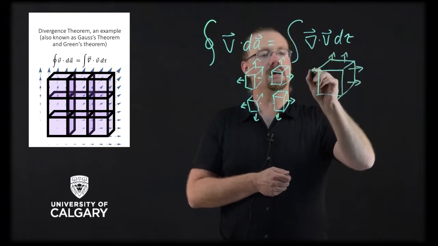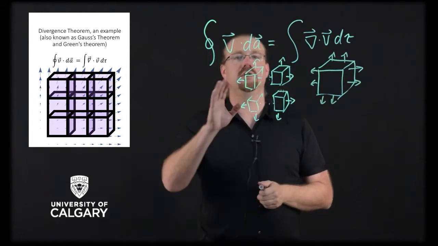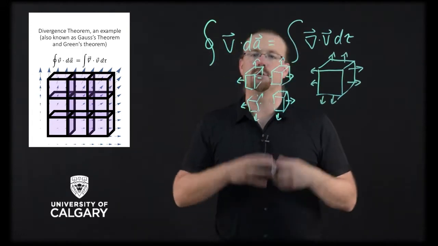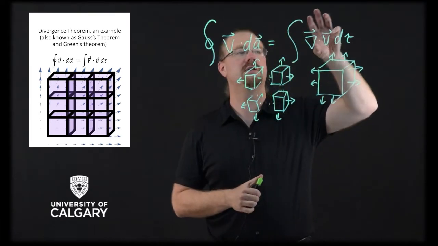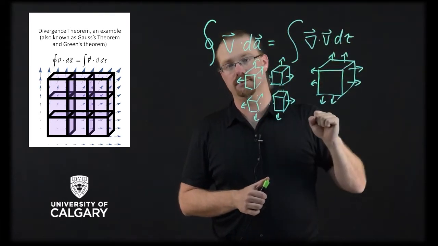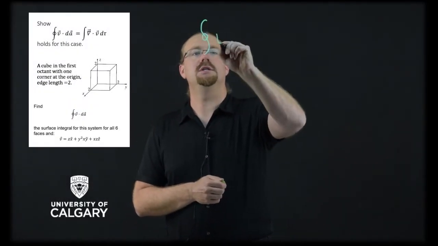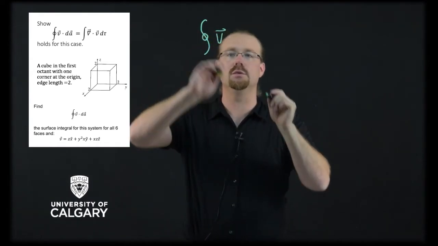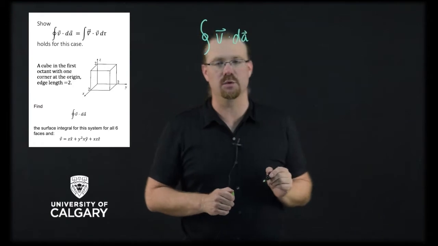on the surface. Now what this video is going to do is show a specific example where we're going to integrate a particular vector field on the surface, and we're going to take the divergence of that vector field and do our volume integral. What we're going to start with is the area integral over some closed area of our vector field v dotted with dA.